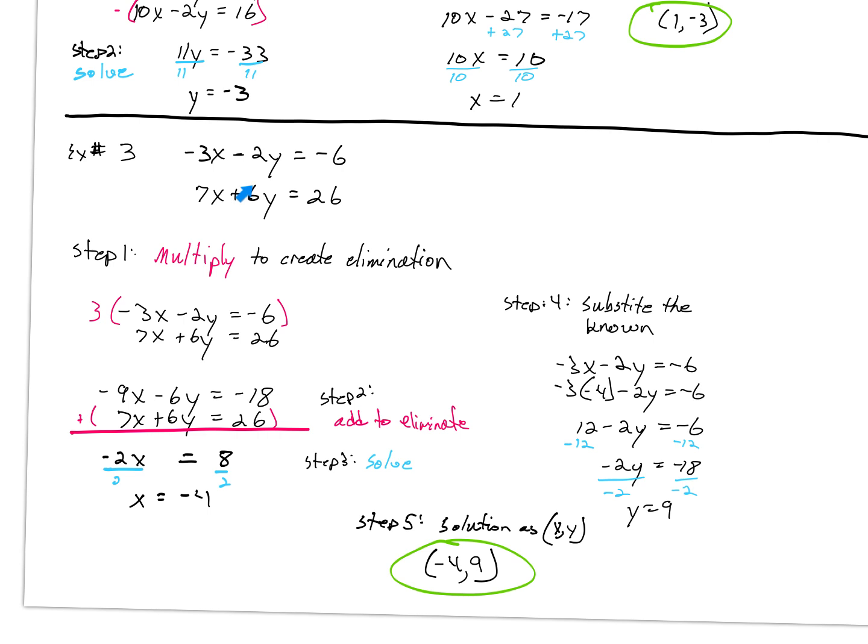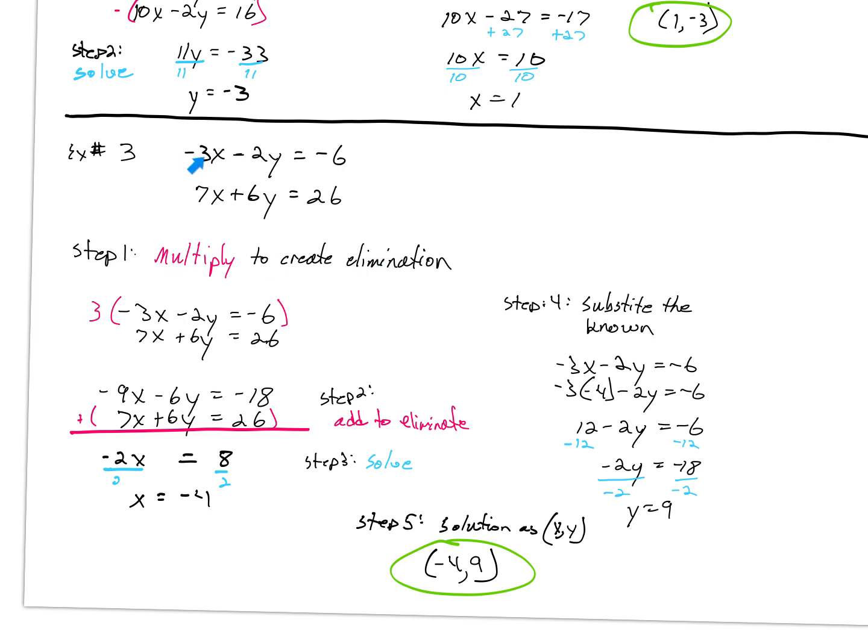So if I have a positive 6y in this second equation, I need this to be a negative 6y. Well, if I have a negative 2 and I multiply it times 3, that will make it negative 6y. And then I will see I have a negative 6y and a positive 6y that will cancel if we add them. So we're going to start with multiplication.